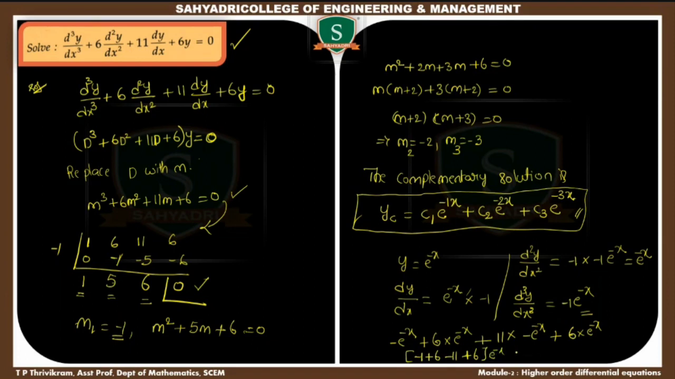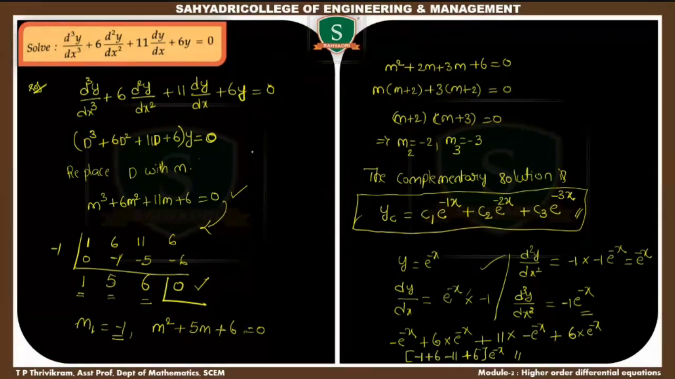E power minus x times what is the value? You are getting 0 or not? That means it is satisfying or not? So if you replace it, it will satisfy the given differential equation. That's why we'll take it like that.